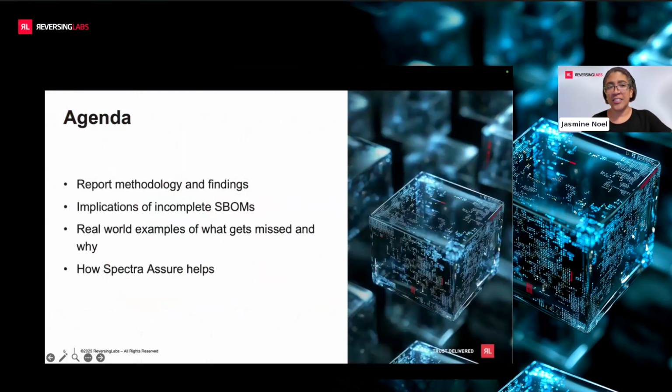Okay, so for our agenda today, I'm going to talk a little bit about this report that we have recently released, the findings, the implications of incomplete SBOMs, and then walk through some real world examples of what gets missed and why. And then we'll end with a quick look at how Spectra Assure helps with these challenges.